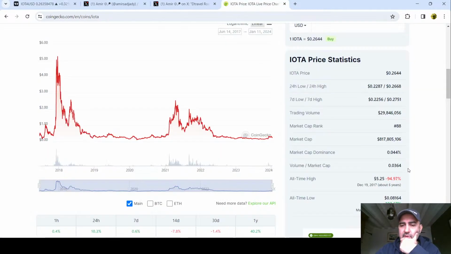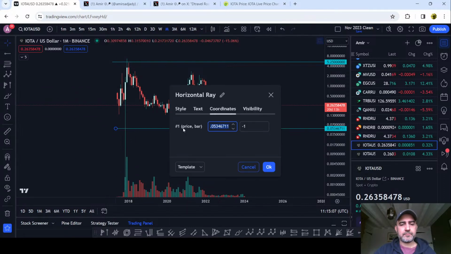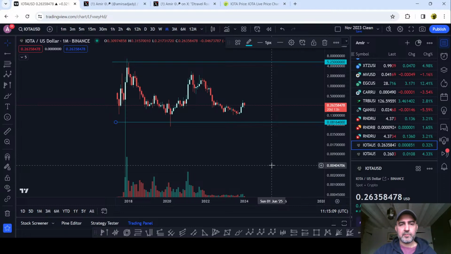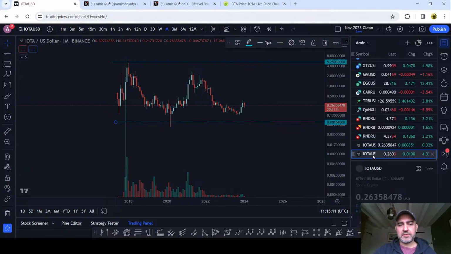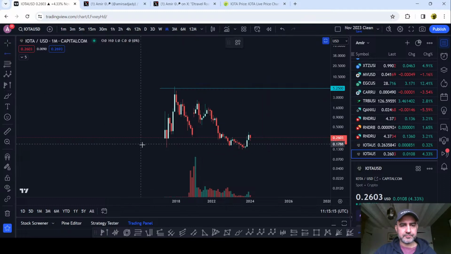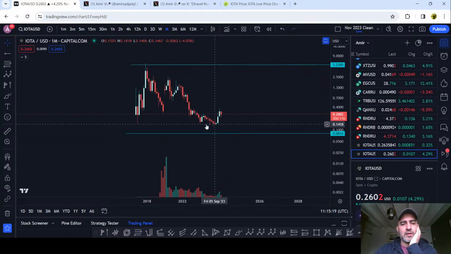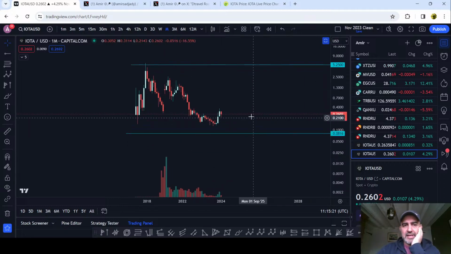And then here it says the all-time low is this. So let me see what it is on these charts. The all-time low. That looks okay. Let's see what this one is. Okay, so I think the Binance one is better.